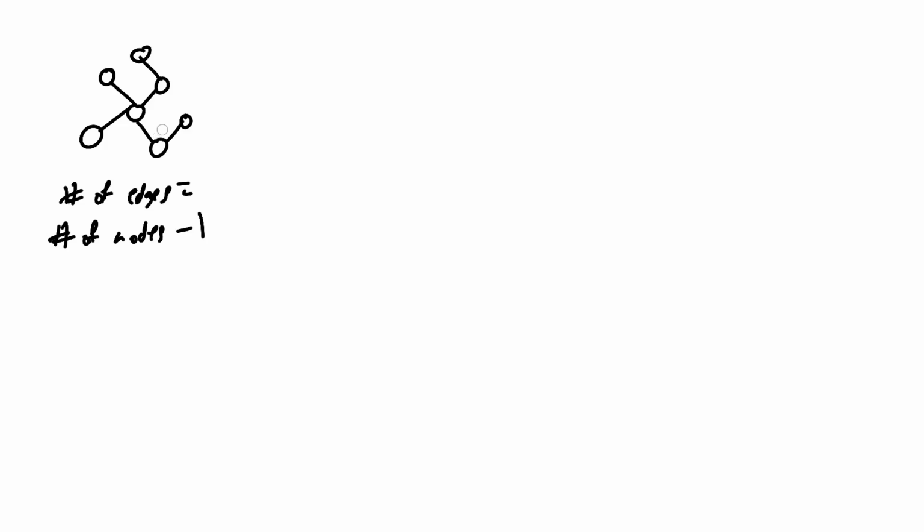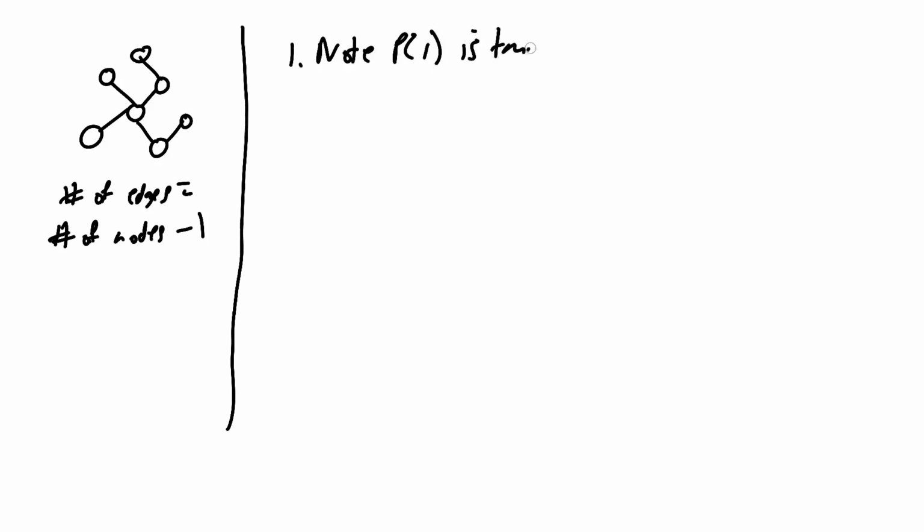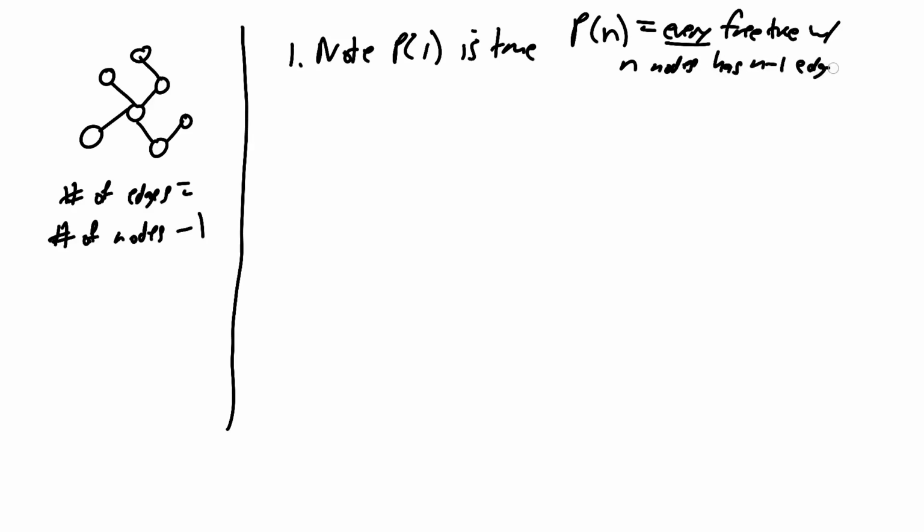Now, at the time, we just sort of said that's true. But now we're going to prove that it's true. We're going to use the strong form of mathematical induction. I think you'll see why we need the strong form in a minute. So number 1, we're going to do the base case. So note that P of 1 is true. Oh, I haven't stated what the proposition is. Sorry. We're going to say P of n is the proposition that every free tree with n nodes has n minus 1 edges.